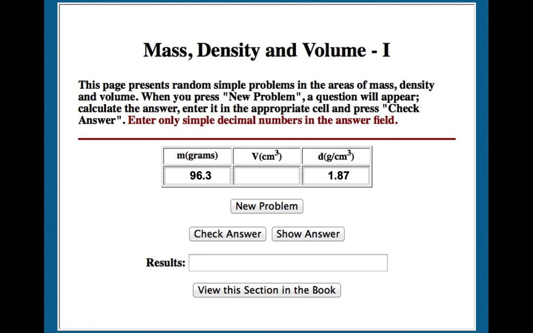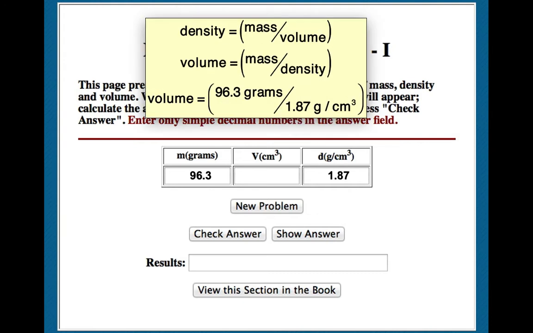Volume is missing. Remember, density is mass divided by volume. So volume is mass divided by density. Substitute in our mass, our density. Do the division, 51 and a half.